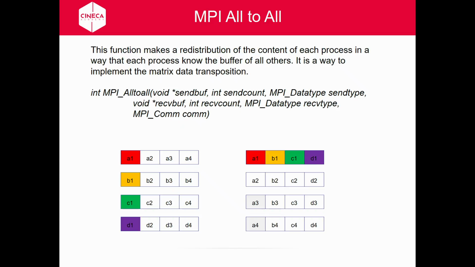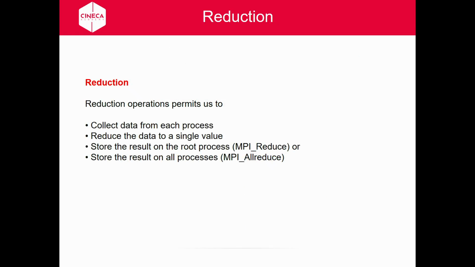You can imagine this operation like a sort of transposition of a matrix. And it is clearly used for this reason in many cases. And finally, you can also do reduction operations, which, like the all-to-all function, give you the possibility to communicate from all cores to all cores.